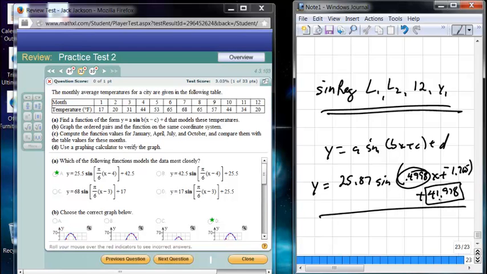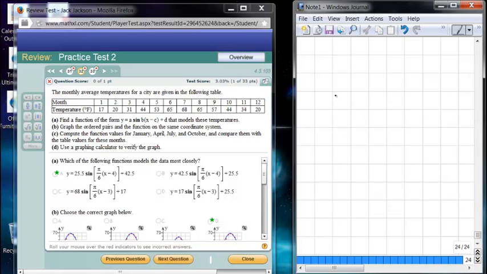About 42 for the center line, so that tells you right away that it's got to be this one. And that's going to be about the same as averaging all these y values here, more or less. The amplitude is about 25 point something. Okay, and so again, this one here looks about right.